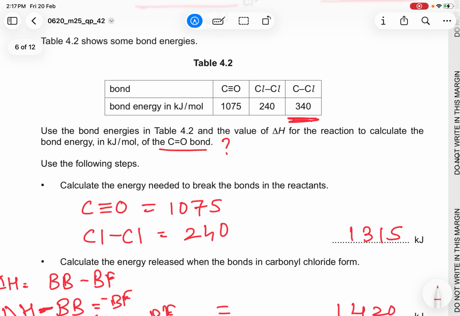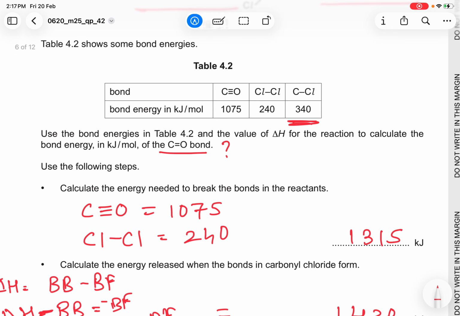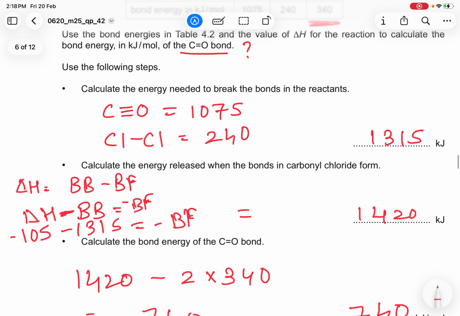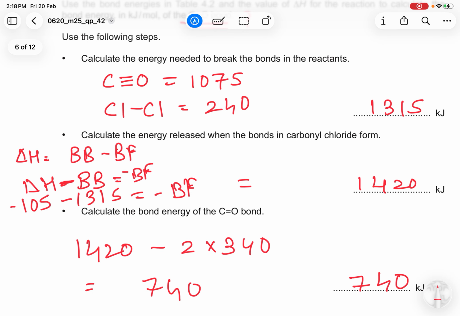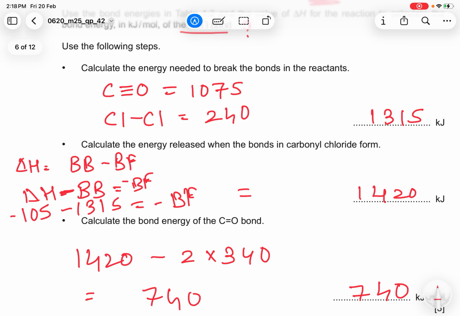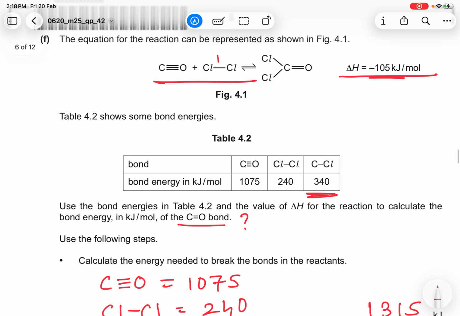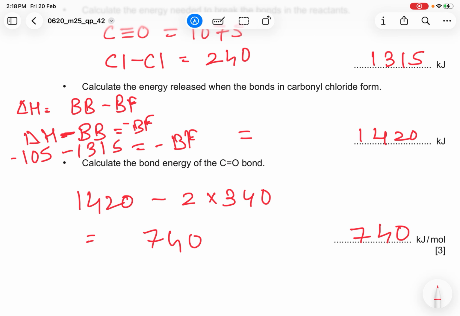So we have C triple bond O, which is just one bond, so we'll write 1075, and we have one bond of Cl-Cl. So again we will write 240. We will just add that, which is going to give us 1315. Now for the energy released when the bonds in carbonyl chloride form, we are just going to write the equation, that is delta H is equal to bonds broken minus bonds formed. We just put the value which is already given to us, which is minus 105 equals 1315 minus BF. So BF is 1315 plus 105, and we get the value 1420.